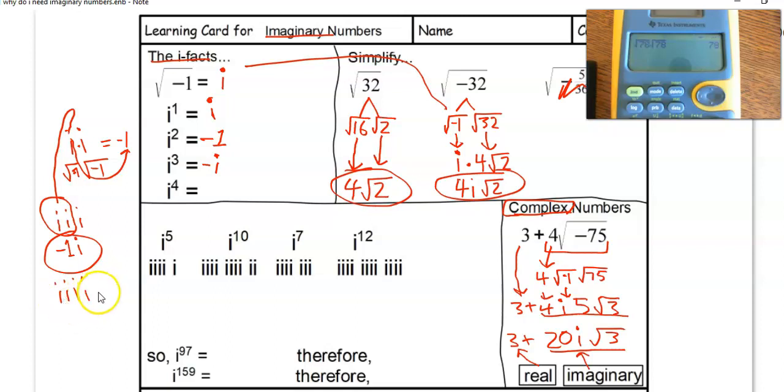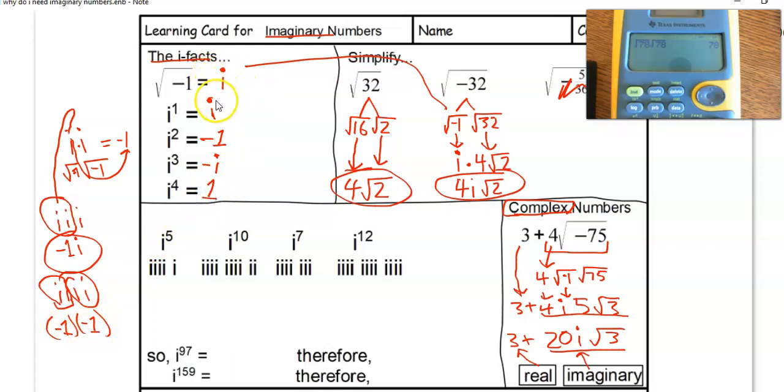That's i to the fourth, i times i times i times i. We're going to take that in two components. Take those two i's. That's i squared, the same thing as -1. And then here's another i squared, the same thing as -1. And we're going to multiply those. -1 times -1 is +1.